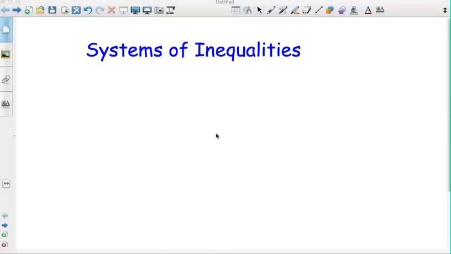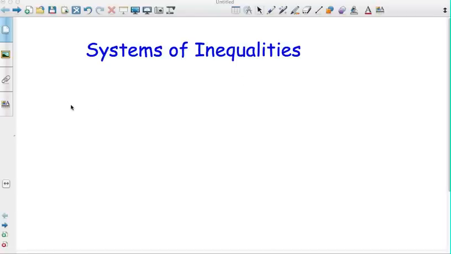3, 2, 1. Hello. Tonight we are going to be looking at systems of inequalities. We've already looked at these two things separately. We looked at systems, but just of equations, and we looked at where they would cross, or if they're parallel, or if they were the same line. We've also looked at inequalities in terms of graphing them separately. Tonight we're going to look at combining the two together.